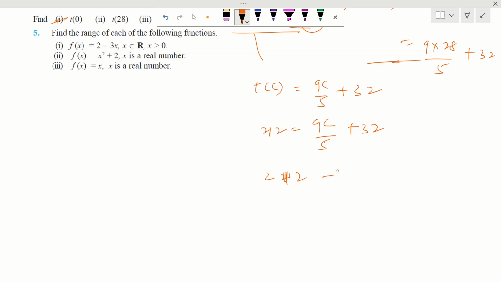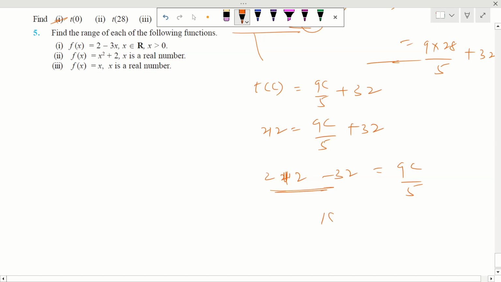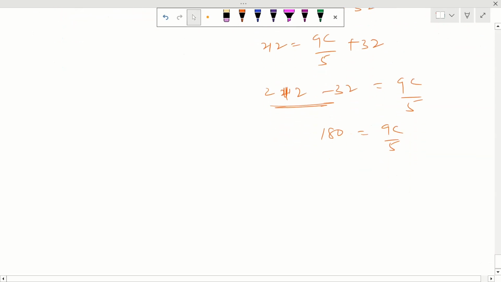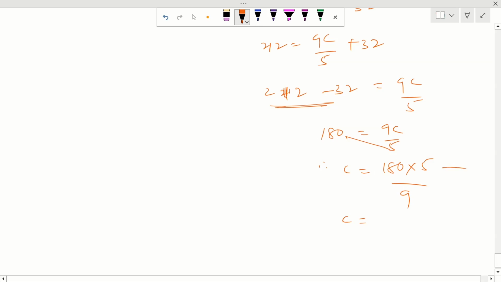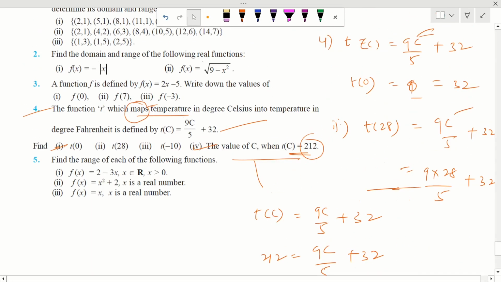212 here minus 32 equals 9C by 5. So minus 32, here we'll be getting probably 180. 180 equals 9C by 5. So what C value will we be getting? C is equal to, here 5 will come to this side, 180 into 5 divided by 9. So you simplify this one and we'll be getting the C value.